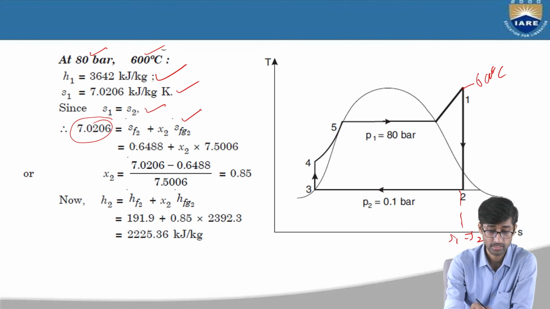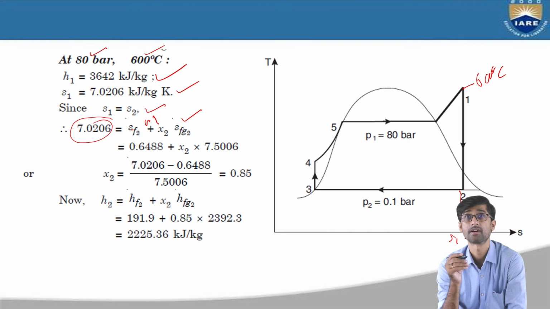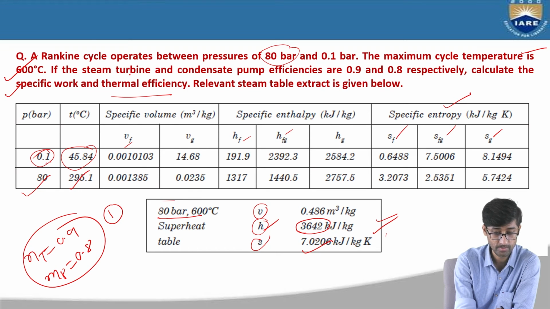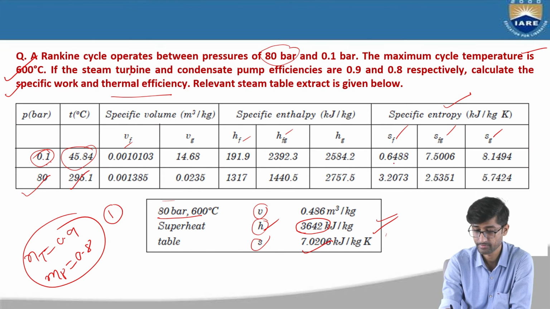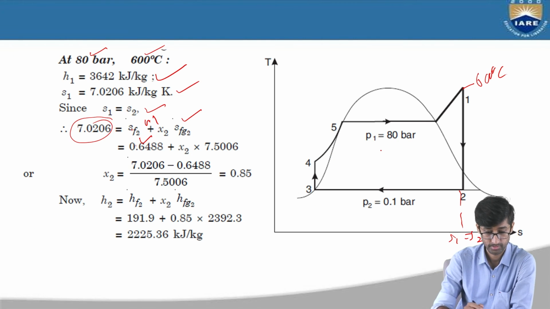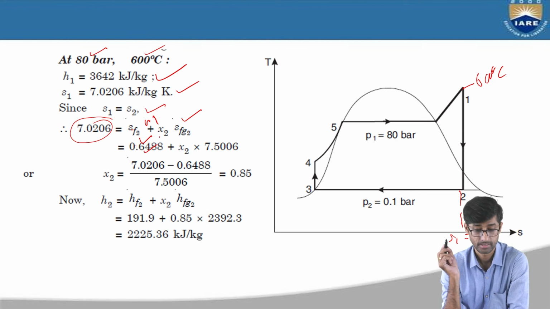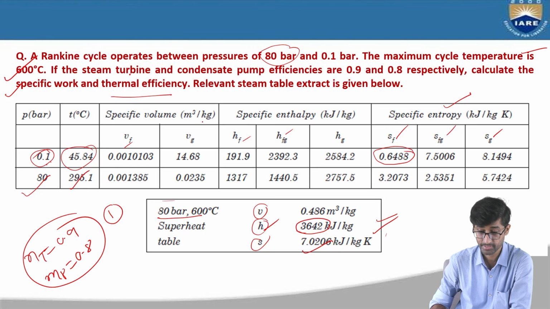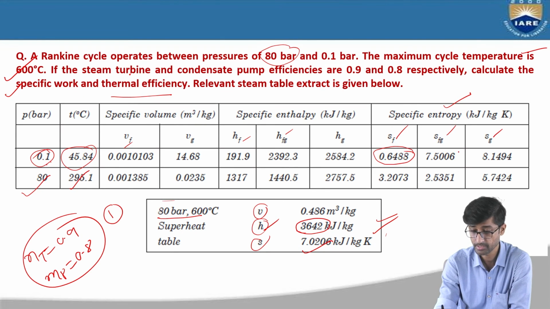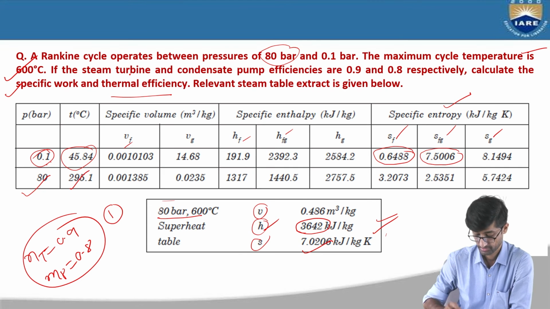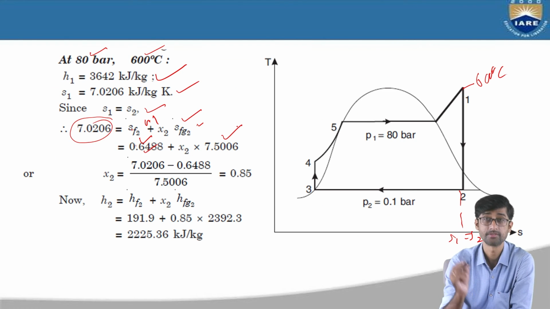Now, at what pressure is this? At pressure 0.1 bar. At pressure 0.1 bar, what is the value of SF? If you see here, 0.6488. Now, at the same pressure 0.1 bar, what is the value of SFG? Now, SFG is this, 7.5006.